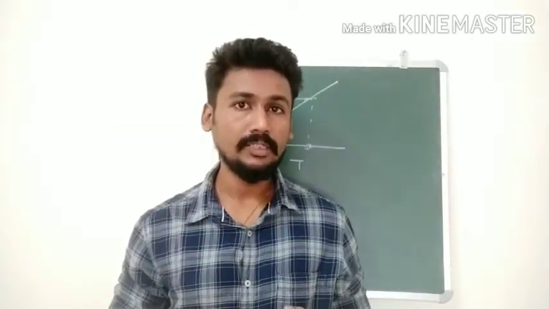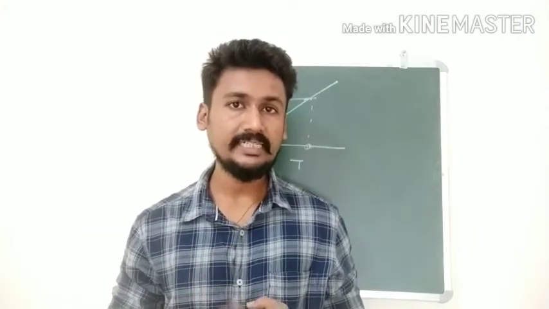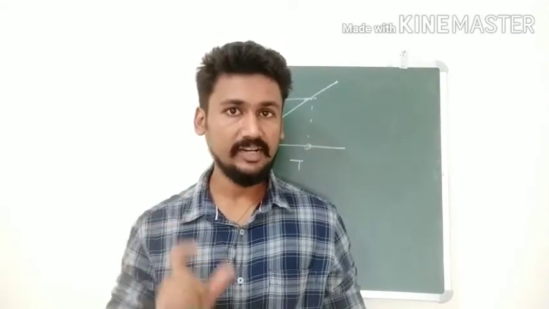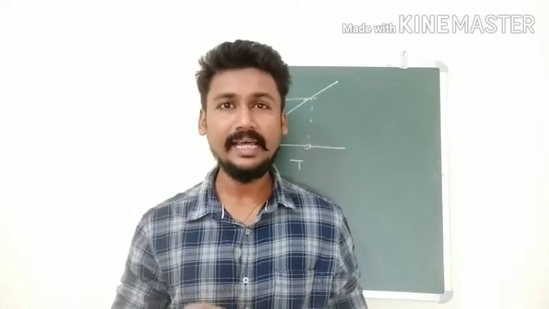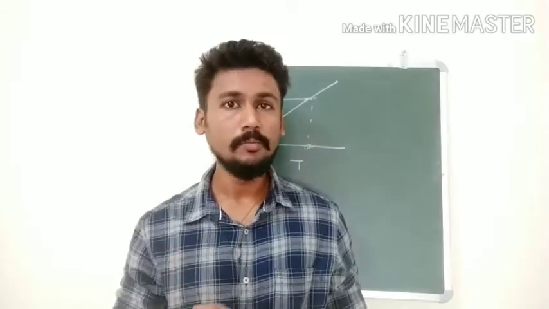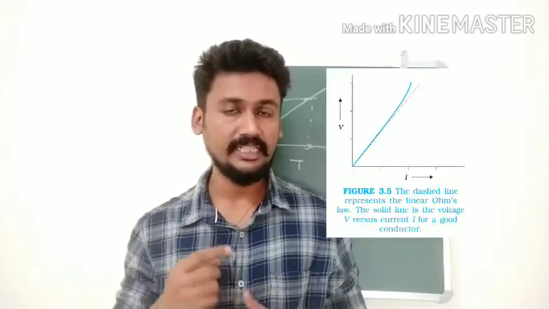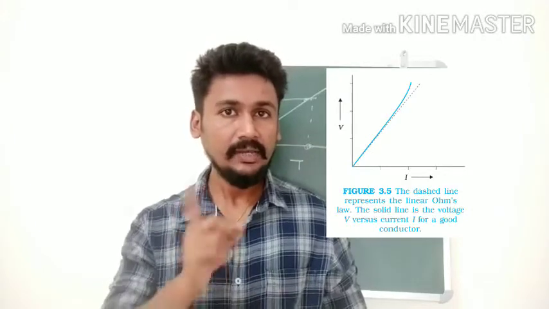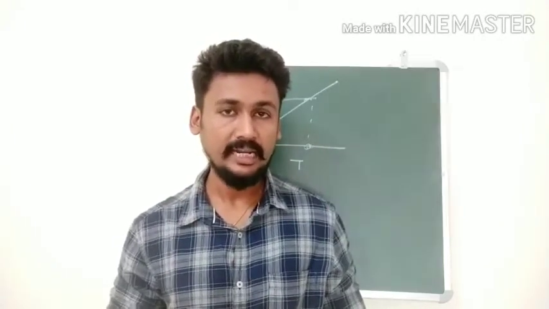Next, let us talk about some of the limitations of Ohm's law. Ohm's law, as we know, states that for a given resistance, V is directly proportional to I. But there are some cases where Ohm's law does not get followed. For extremely high voltages and extremely high currents, V does not remain proportional to I. This is one of the limitations.